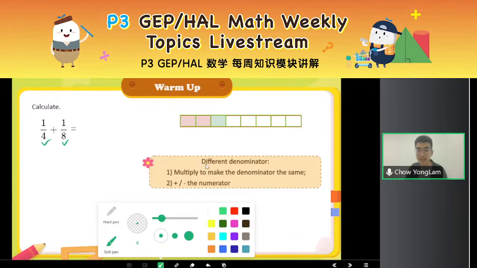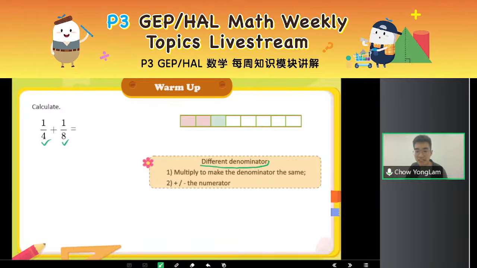So with that, if I have a different denominator, make sure you make the denominator the same first. Then you see, it's just 3 over 8. Now if I cut it into smaller parts, there are 8 equal parts. 1, 2, 3. 3 of them are shaded. So in that case, 1 over 4 plus 1 over 8 equals 3 over 8.